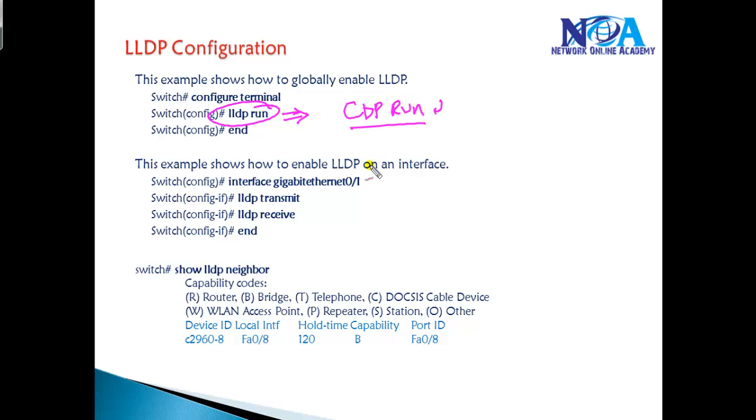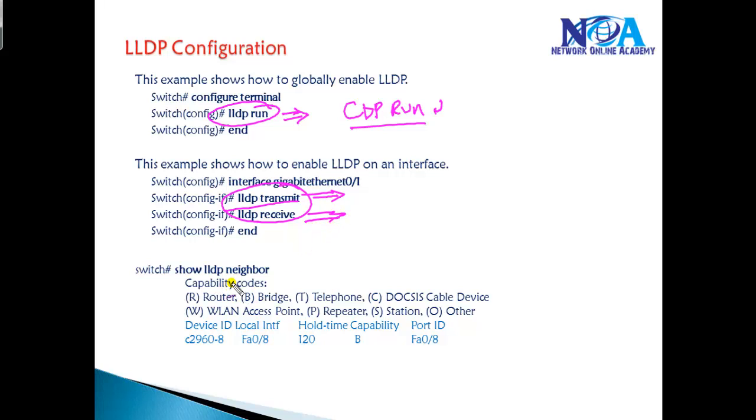If you want to enable LLDP on a specific interface, then we can configure commands like lldp transmit and lldp receive. These commands will send the device information to the neighbor device and receive the information from the neighbor device.